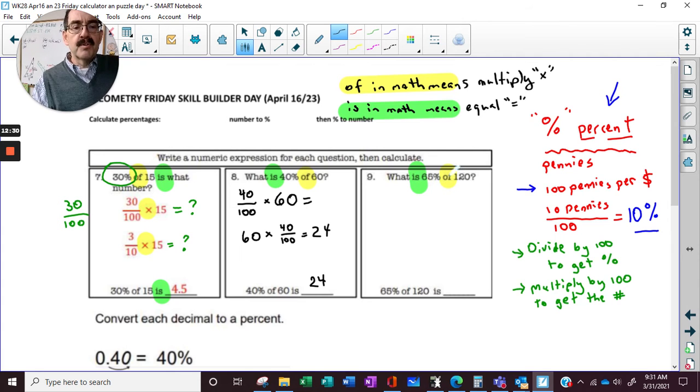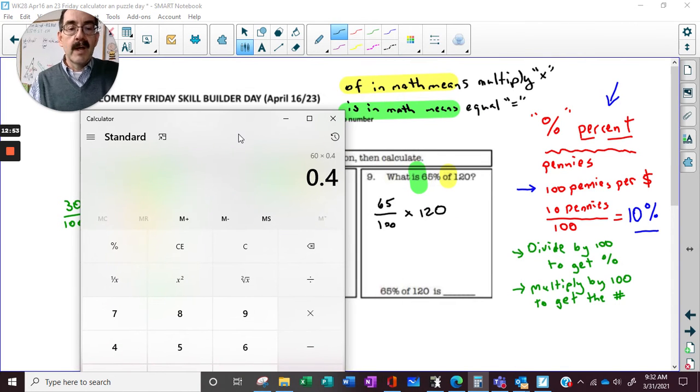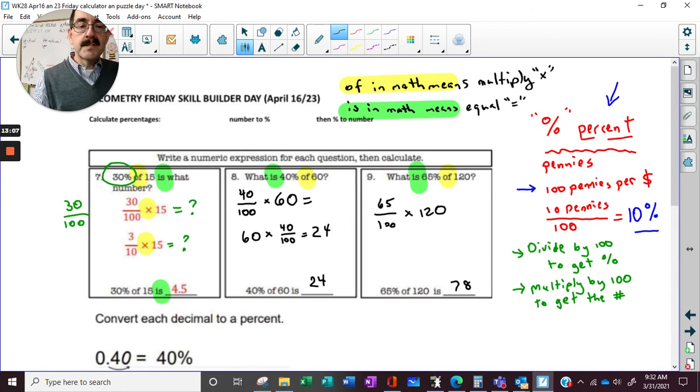Alright, 65% of, so 65 over 100 times the 120. And I'm going to use this one because I have a feeling a lot of you have this type of calculator. My phone works the same way. So on my phone, I got to go 120 times 65%, and then hit the equal to get 78. Either way, you could also use parentheses.